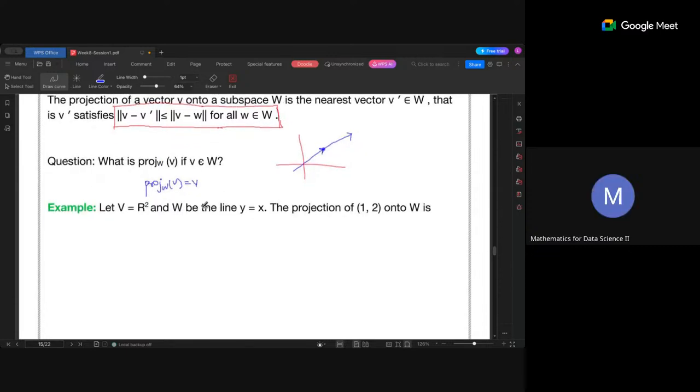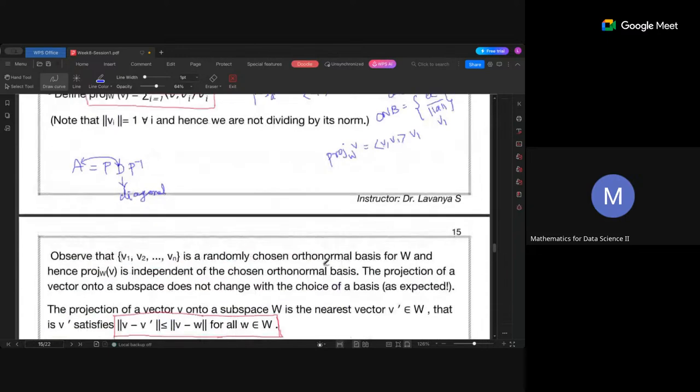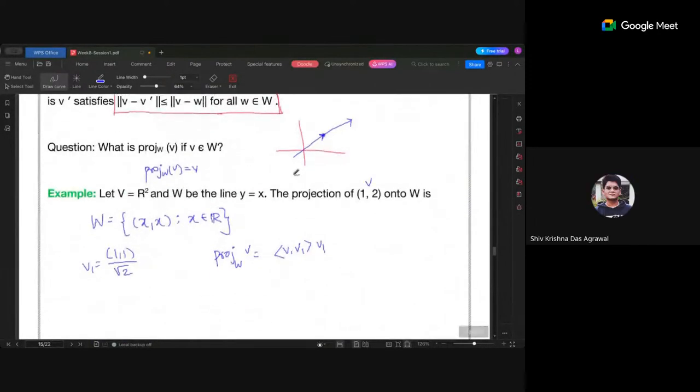Let V equal R2 and W be the line y equals x. The projection of (1, 2) onto W is, how do you calculate? What is an orthonormal basis for this subspace? First of all, W is y equals x, so it means the set of all (x, x). Can you give any element from W? (1, 1). Now what is the norm of this vector? Root 2. Now, according to that formula, let us call this v. What is the projection of v onto W? Inner product of v with v1, times v1. That is the formula. Can you calculate it and tell me now?